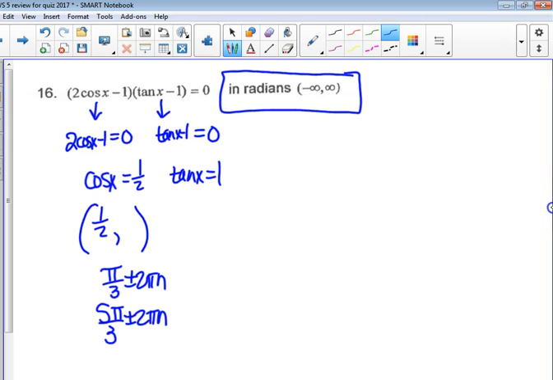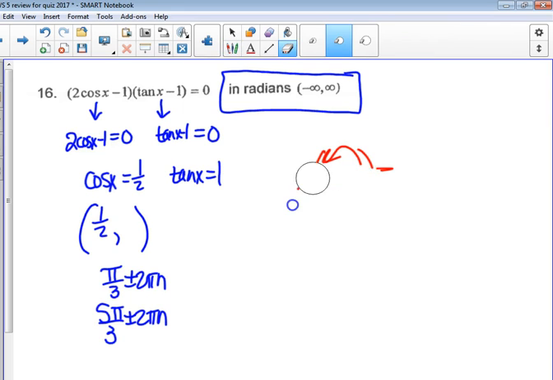Okay. This is the one that some students struggle with. For the tangent to be 1, it would be great if I could do this, right? 1 over 1 is 1. That's beautiful. That's not on my unit circle.